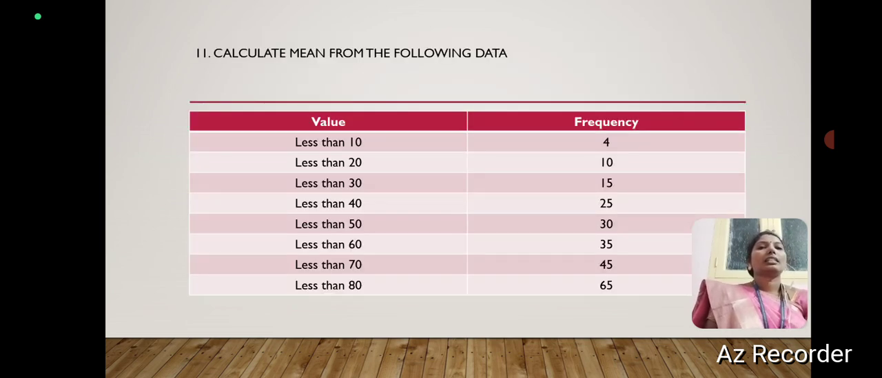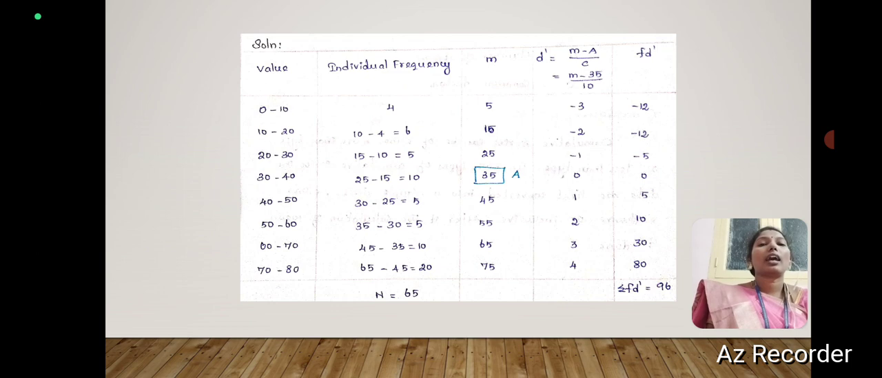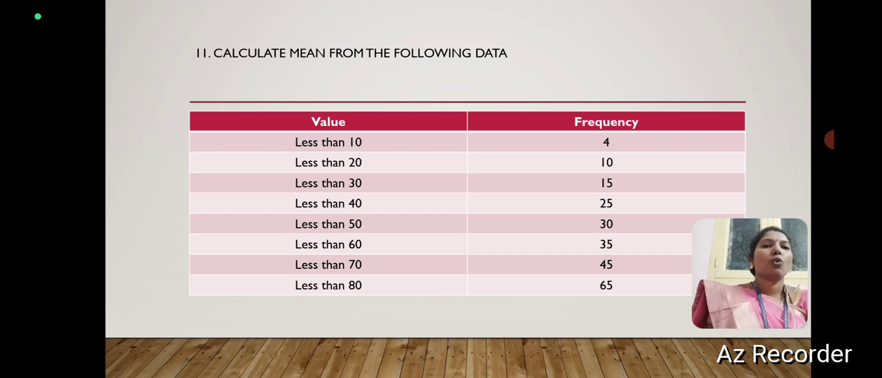The values are given as less than 10, less than 20, less than 30, less than 40, and so on, and we have to convert them into classes with a common interval of 10. So the first class is 0 to 10, the second is 10 to 20, the third is 20 to 30, likewise, and the last one is 70 to 80. Next we have to convert the frequencies into individual frequencies.